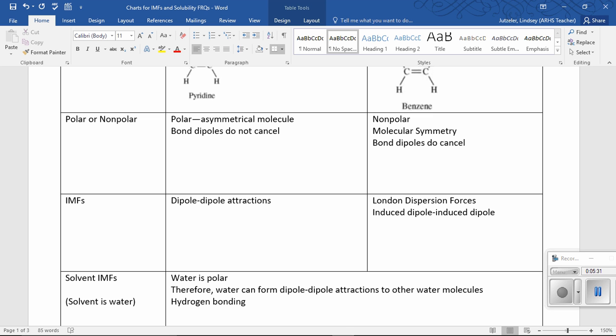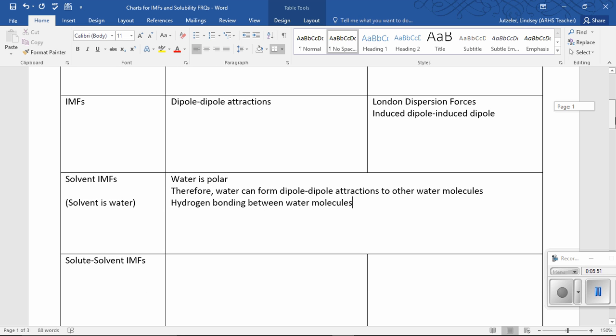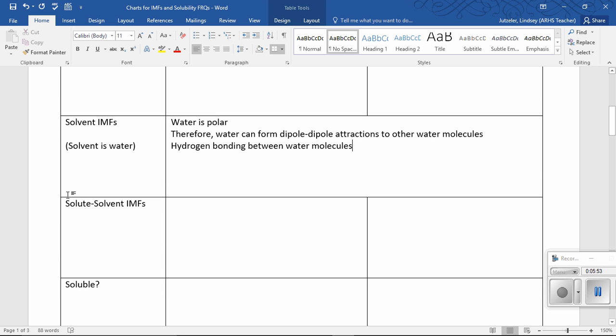Hydrogen bonding can occur between water molecules, and so that's a relatively strong attractive force, all right? Okay, so now we have to talk about how will, and this really is the most important step, how will the solute and the solvent interact?